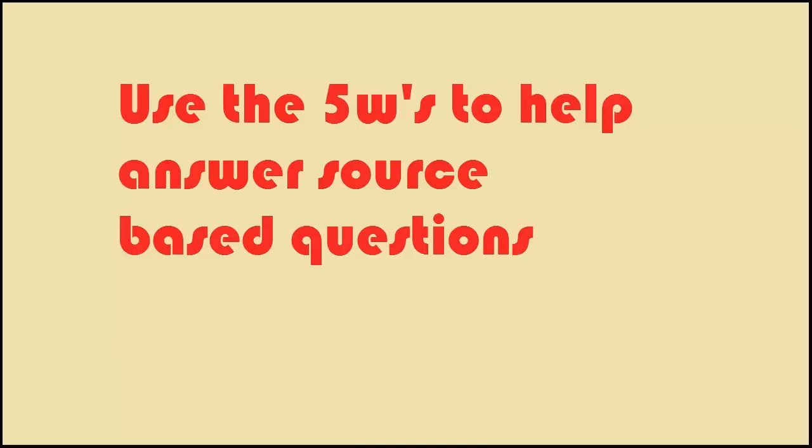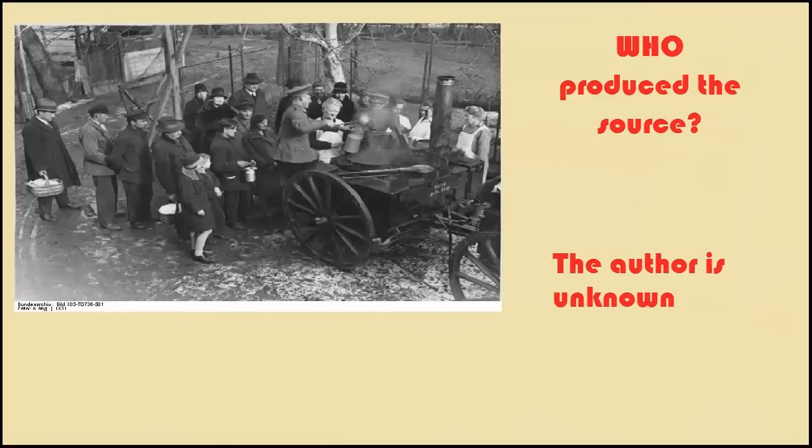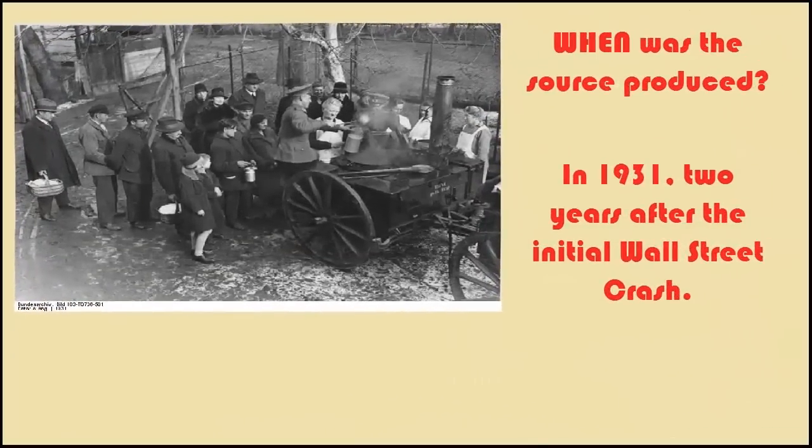You can use the 5 W's technique to help answer source questions. Who produced the source? The author is unknown, so it's not clear if the image is official or from an amateur photographer. When was the source produced? In 1931, 2 years after the initial Wall Street crash. This is significant as it shows that even 2 years on, its effects are still being felt in Germany, with people having to accept food donations as they cannot afford to buy it themselves.